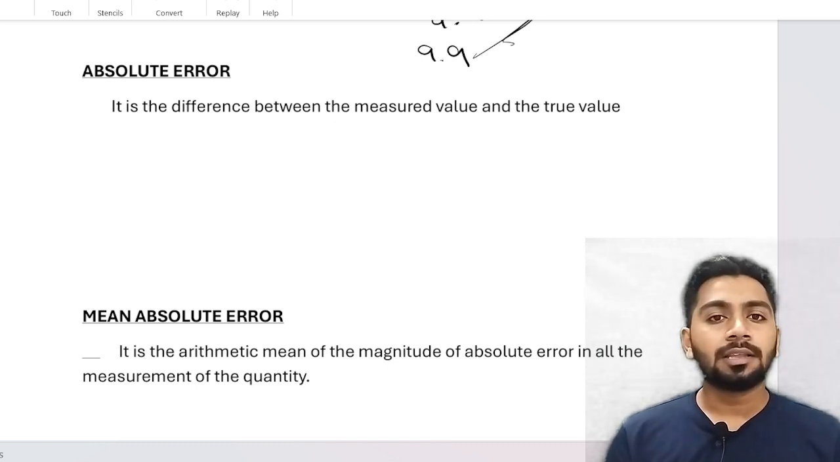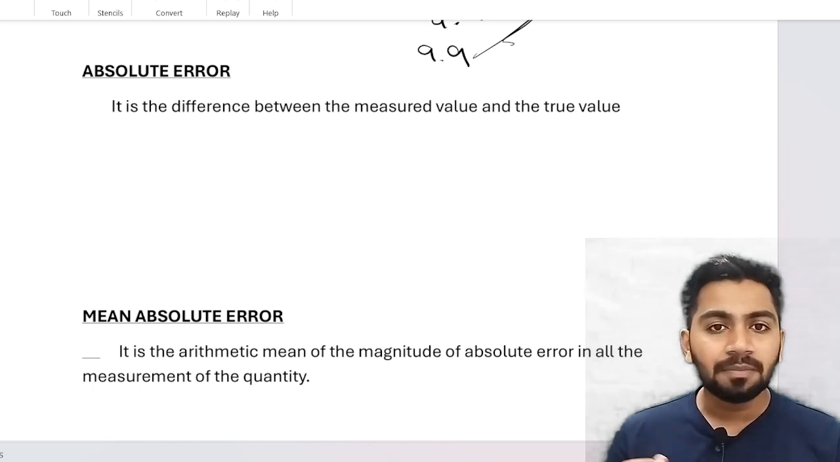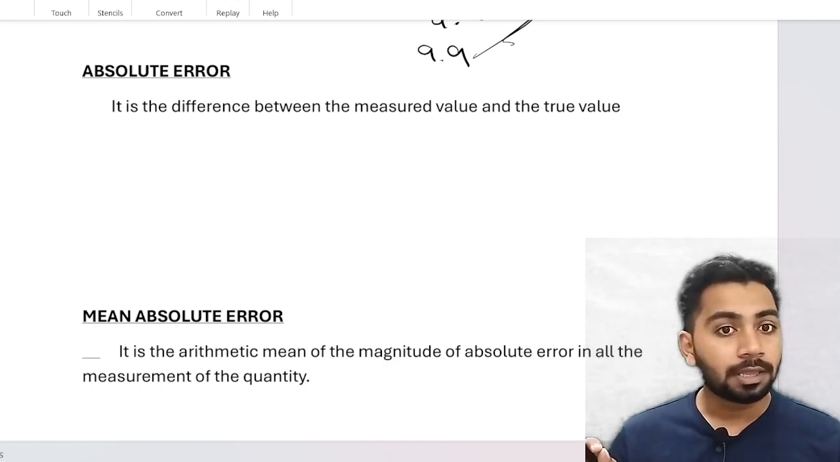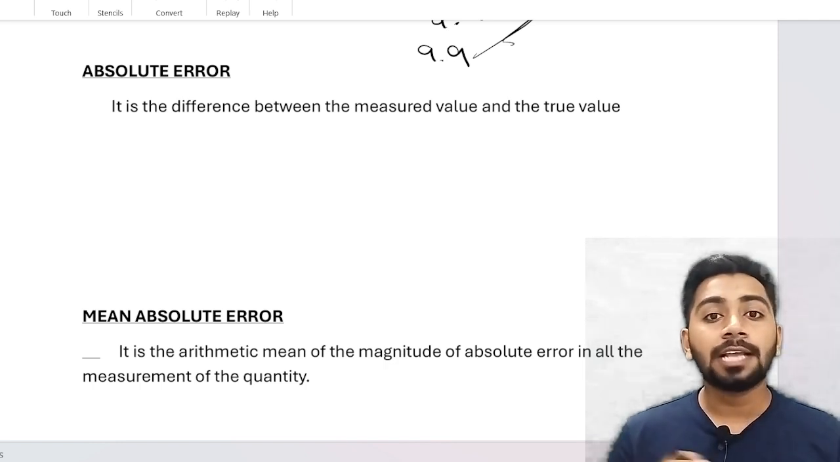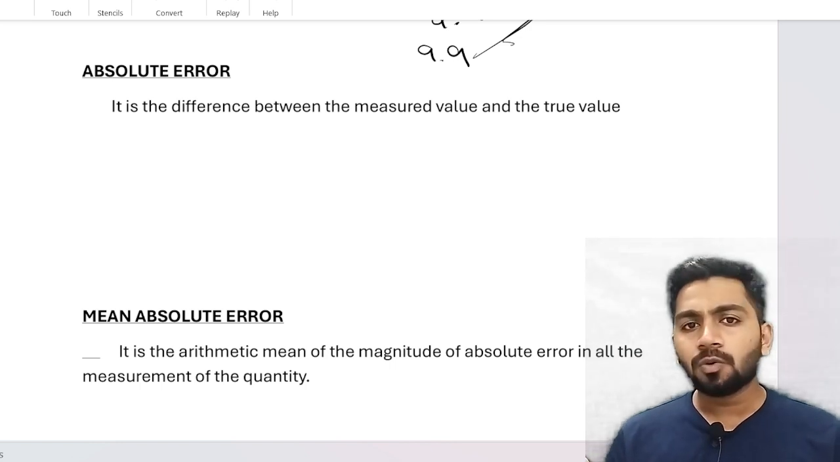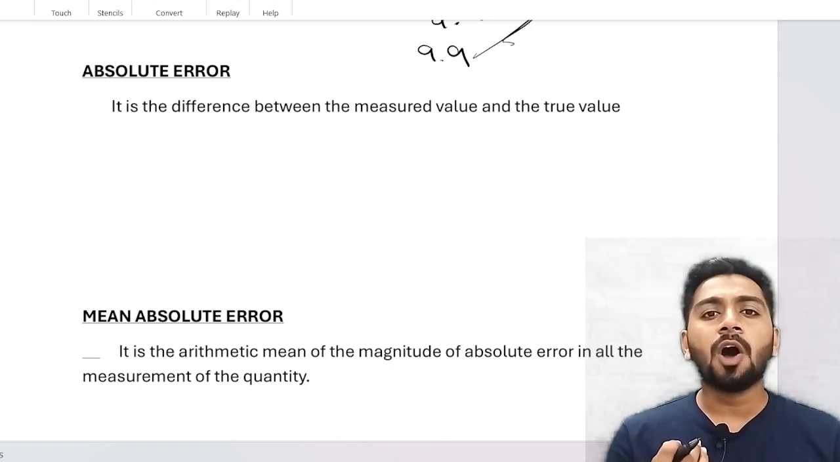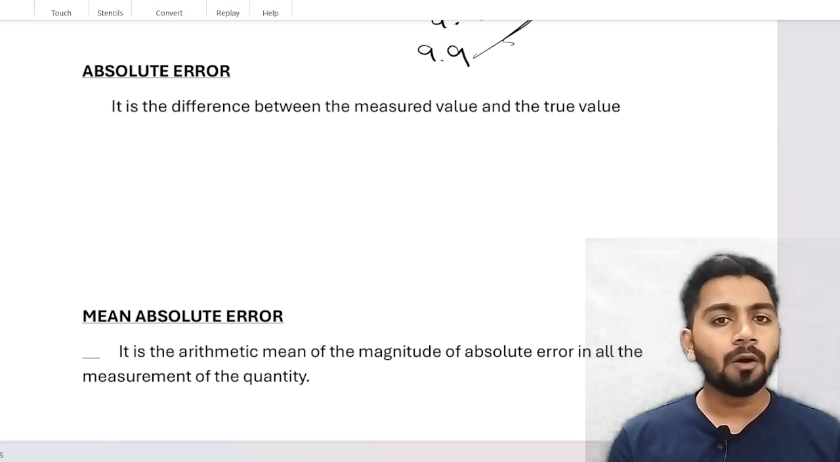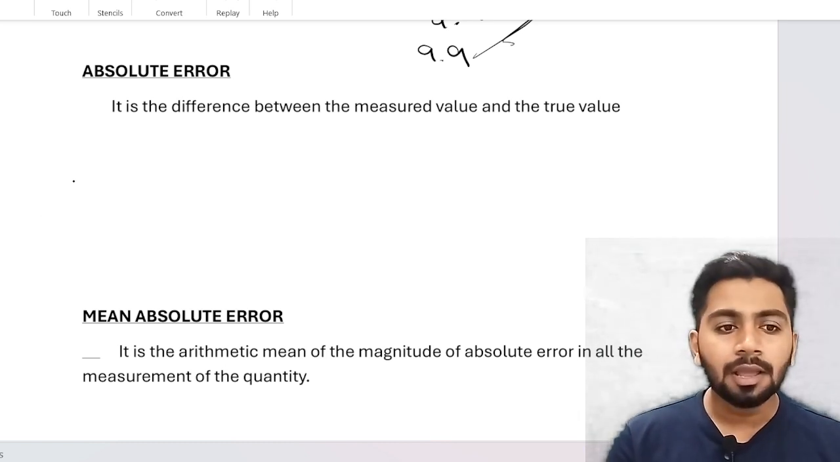Now you will say the focal length of our eye is 15 centimeters or whatever. For example, no experiment in the world has a true value. Remember this. No experiment in the world has a true value. Sir, if no experiment has a true value, then how do we know something is a true value?